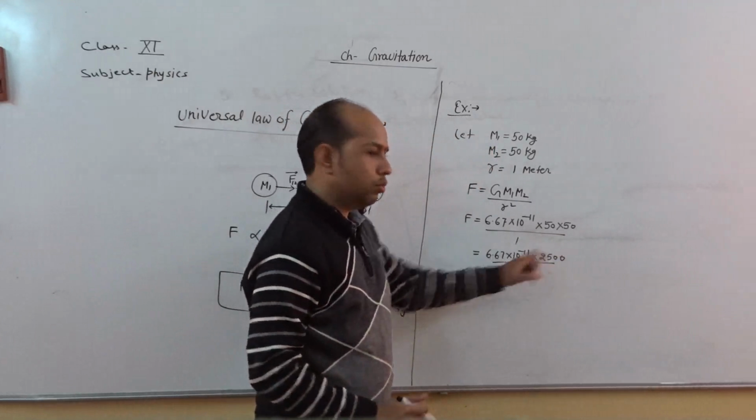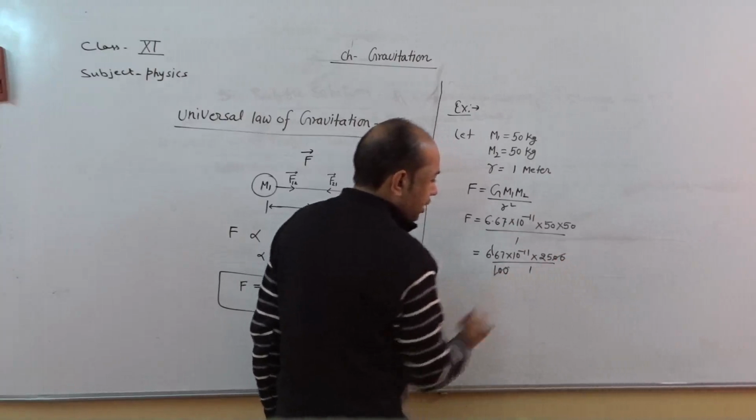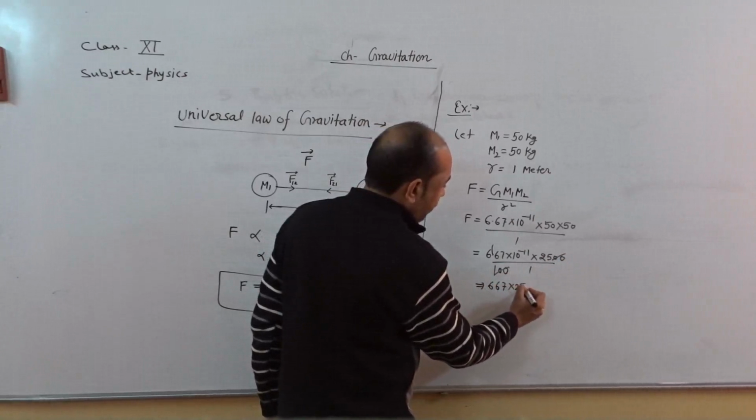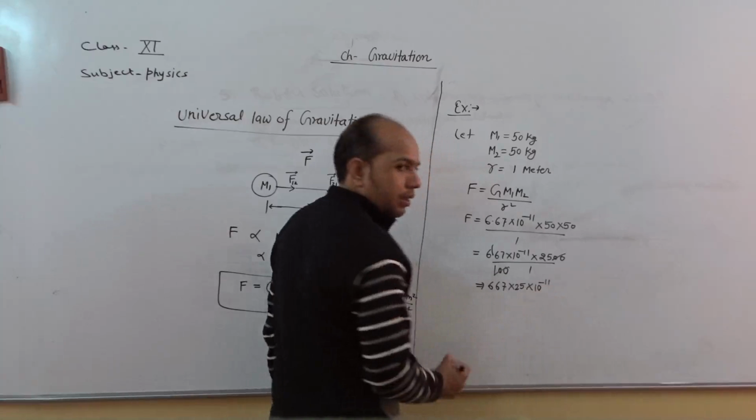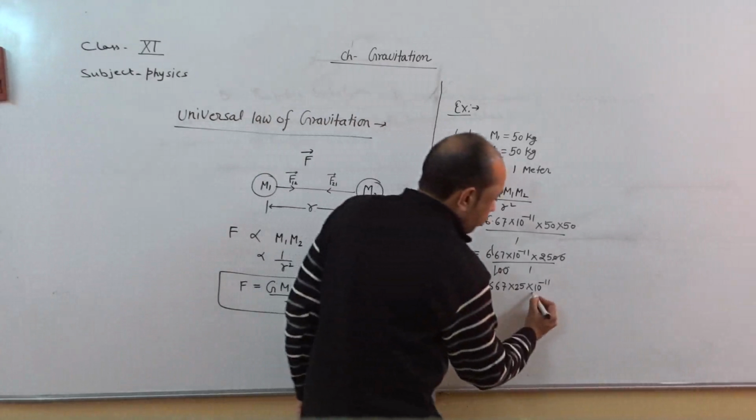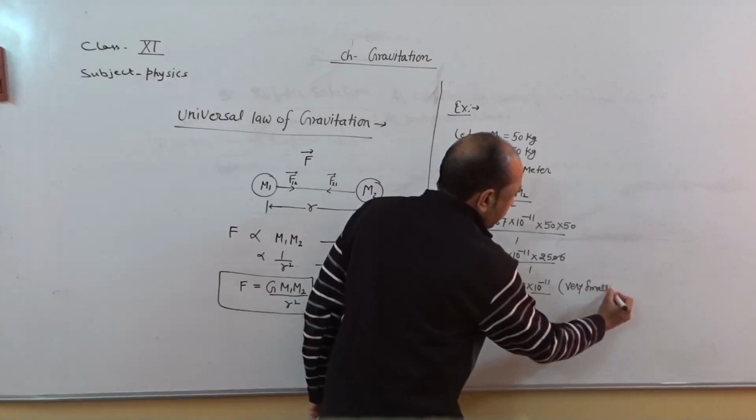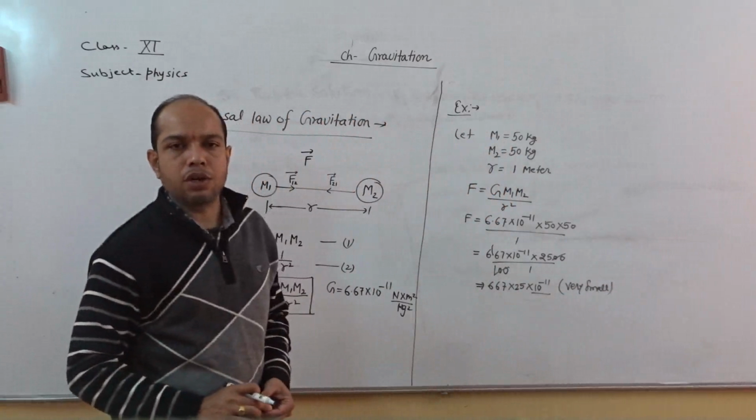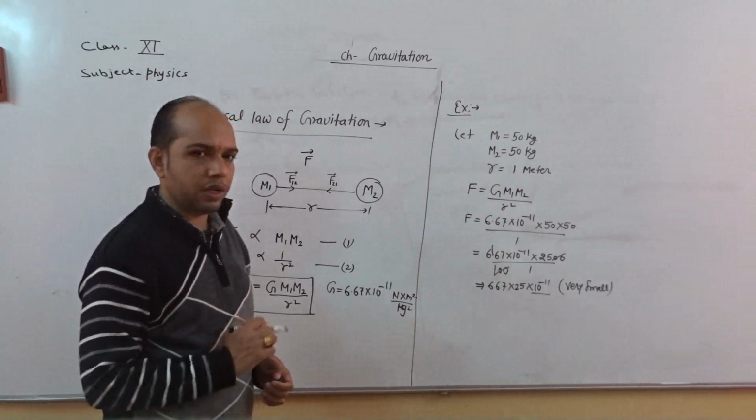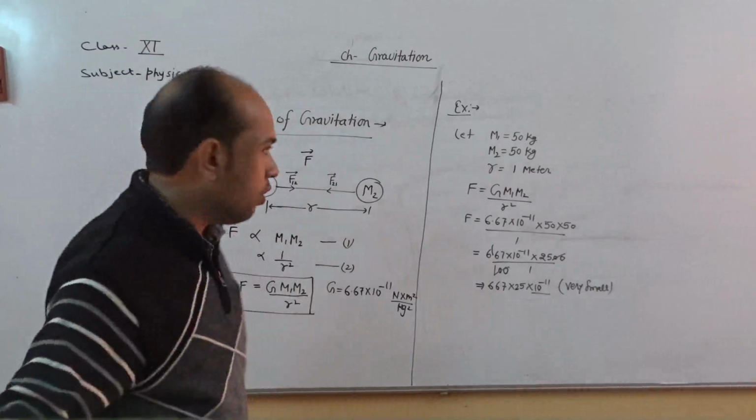Minus 11, and this is 20. This point is removed further, so it becomes 100. 20 here cancels out. Now 667 into 25 with power minus 11. That means 0.00000, so this value, because of 10 to the power minus 11, is very small. So we cannot observe it in day-to-day life. But there must be some attractive force between the two objects. So this is the universal law of gravitation and it is applicable everywhere.